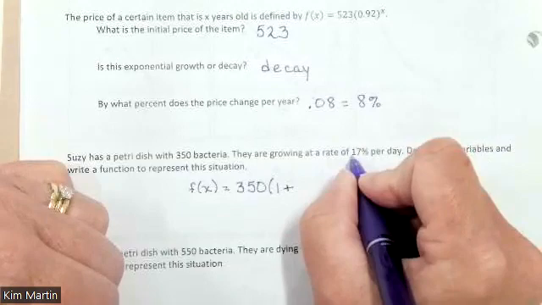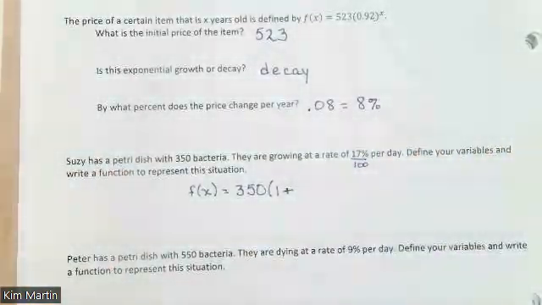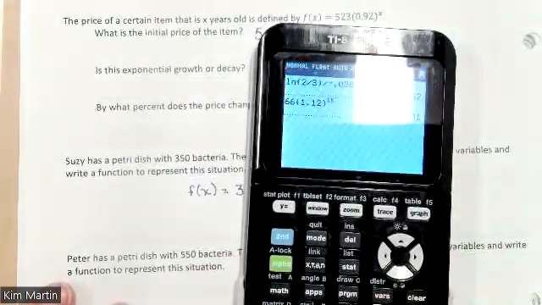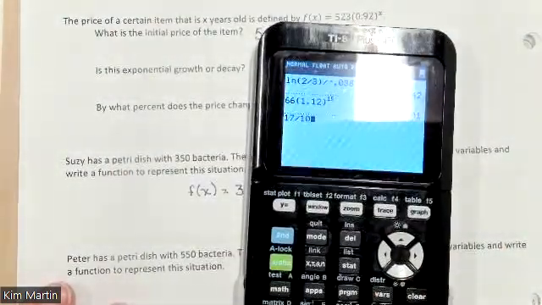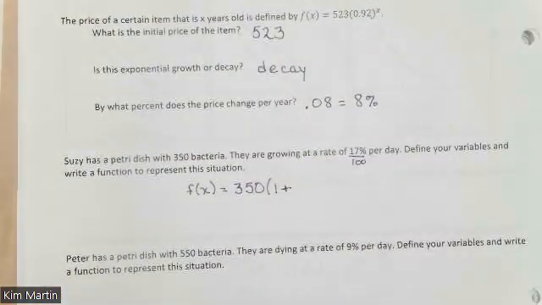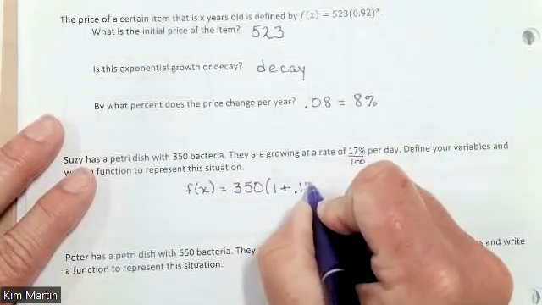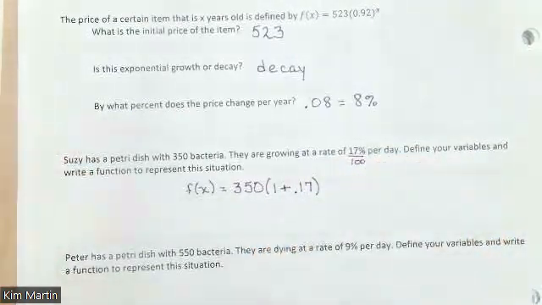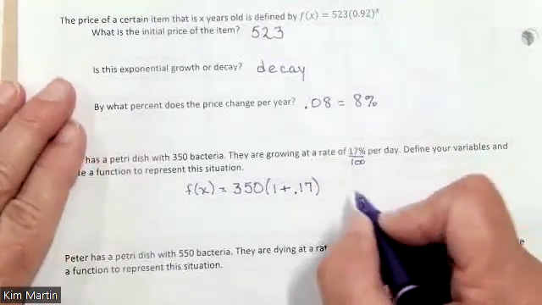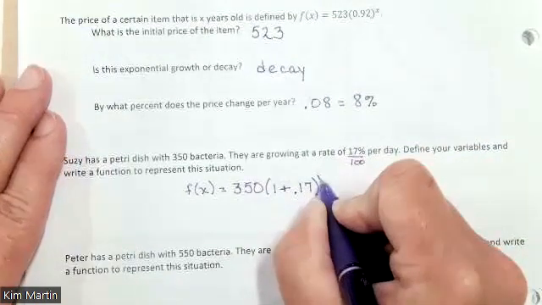Really what this is, is 17% over 100. The reason it moves left 2 places is because you're dividing it by 100. Watch this, when I do 17 and divide it by 100, you get 0.17. The shortcut is just move it left 2 places. So you have 0.17, or .17, I'm lazy about writing my 0 in front, raised to the x power.